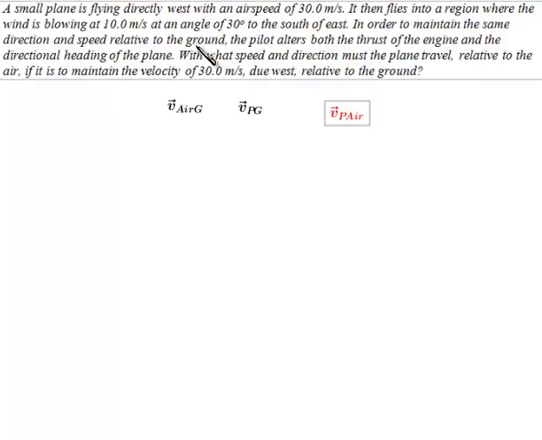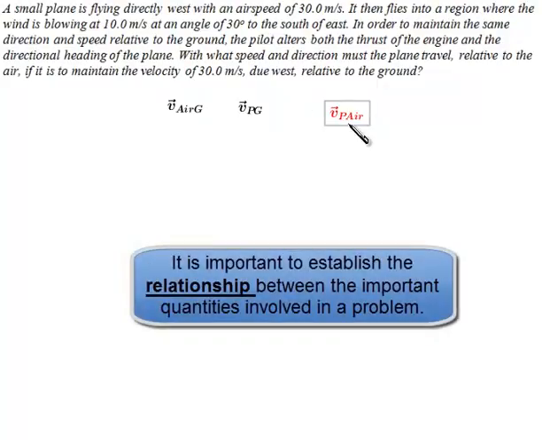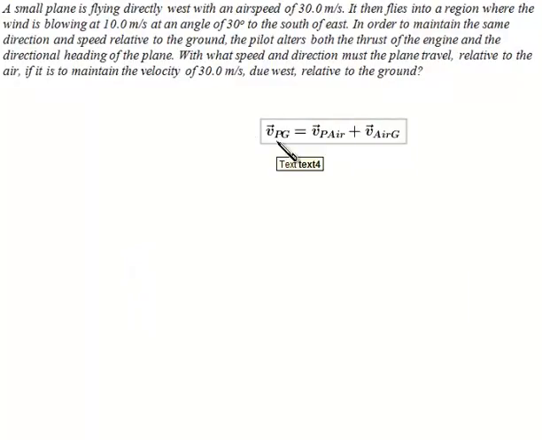So the first thing you do when you are given a problem is read it carefully and identify the important quantities being described in the problem. Next, you need to establish the relationship between these, and this should not be hard. We know that the velocity of the plane relative to the ground is equal to the velocity of the plane relative to the air plus the velocity of the air relative to the ground. So this is nothing new. What is new is that now we're being asked for this, the velocity of the plane relative to the air.